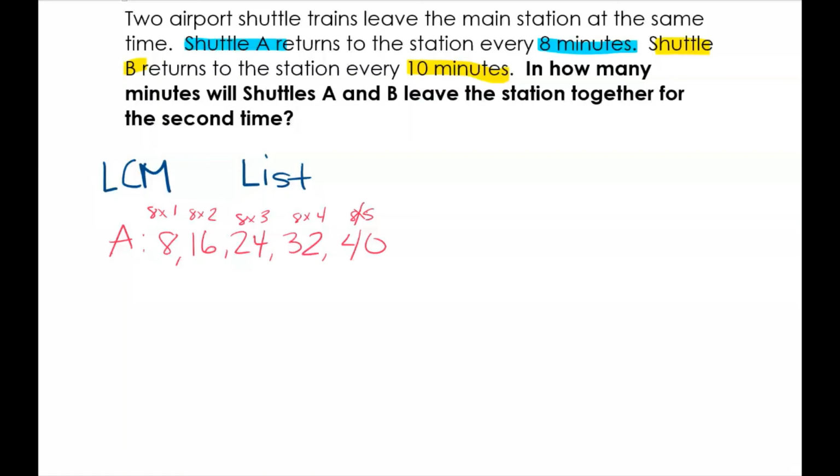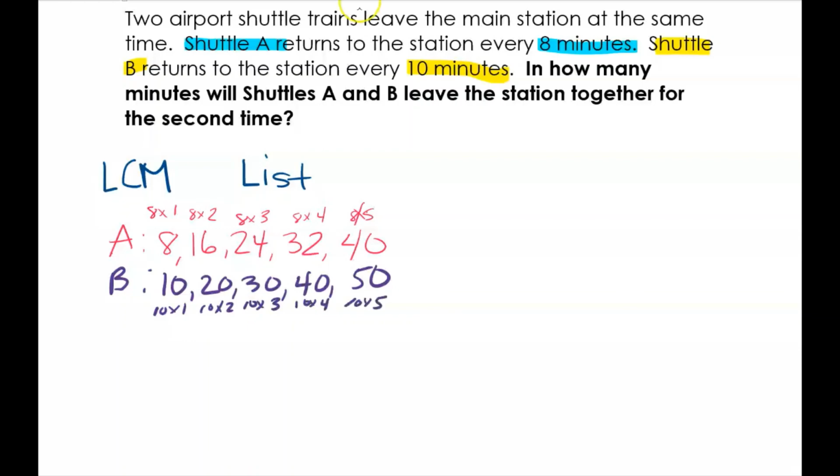All right, now we want to look at what's happening with shuttle B. So shuttle B comes back in the station at minute 10, and then 20, and then 30, and then 40, and then 50. That's because this is 10 times 1, 10 times 2, 10 times 3, 10 times 4. That's how we get these multiples.